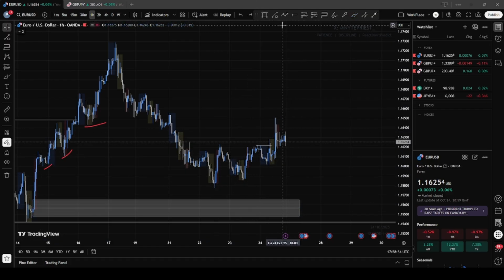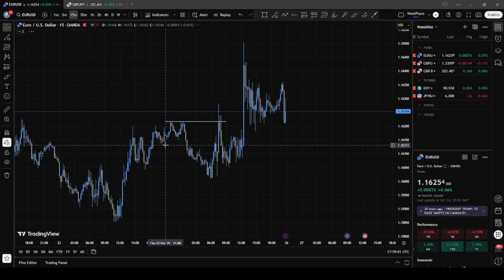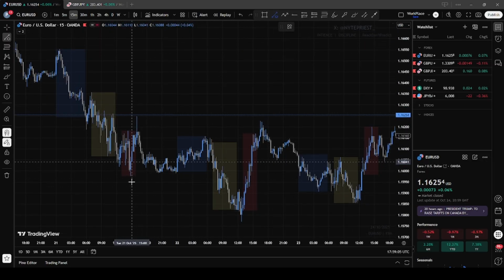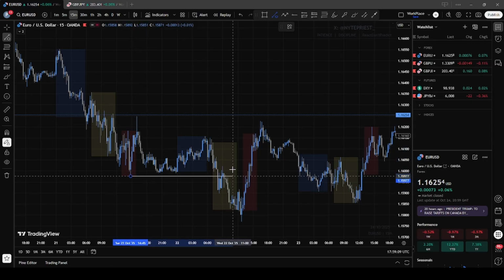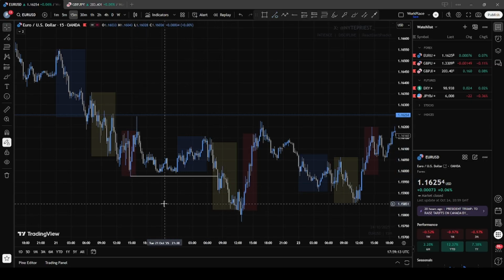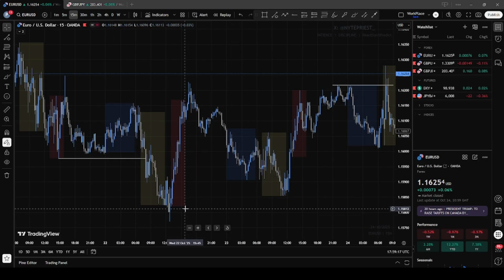All right. So on the lower time frame too, let's go to the 15 minutes time frame. On the 15 minutes time frame, we have this other block. This break of structure to the downside. That's the break of structure to the downside.